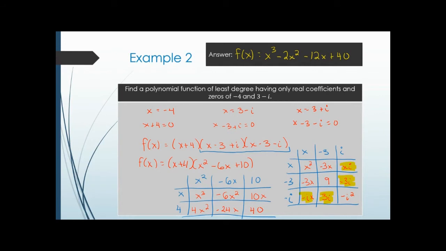So do you have any questions? Where did the negative i squared go? So the negative i squared, that is equal to, let me get a different color here. So negative i squared is negative, and then i squared is negative 1. So positive 1. So that gives me positive 1, and that's how I got the 10. 9 plus 1. Gotcha. Mm-hmm. Any other questions? All right.